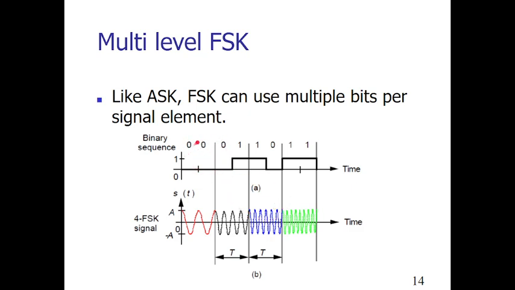For 00 we will send the signal by this frequency, for 01 we will use this frequency, for 10 we will use this frequency, and finally for 11 this frequency will be used. As we are using 4 levels of frequency, this is called multi-level frequency shift keying. If we want to send 3 bits at a time, we will need 8 different frequencies, so that we can uniquely identify the 8 different combinations of the 3 bits.